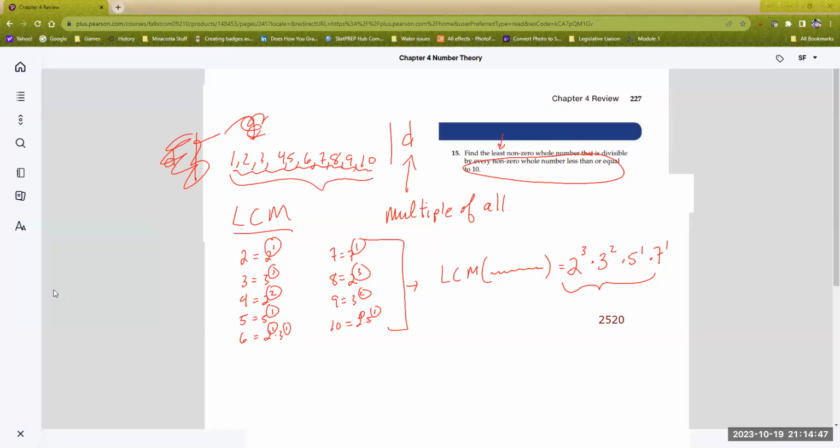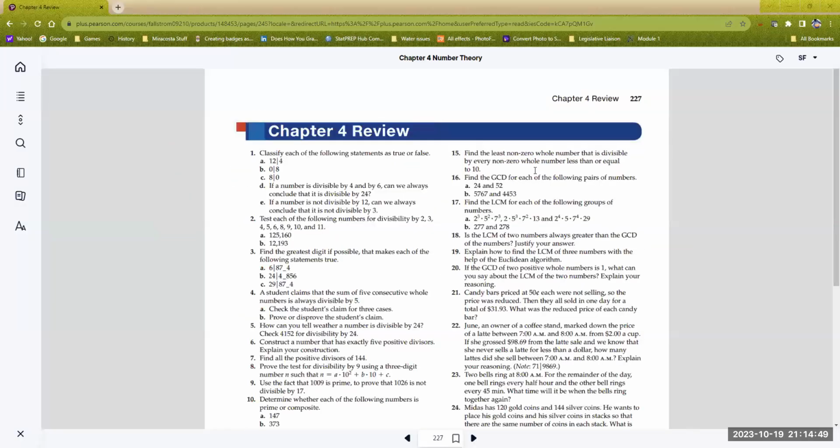So hopefully that helps with that. When you have long lists of numbers and you're trying to find the least common multiple, I think it's probably best to do the prime factorization. It just makes it a little bit easier. The list method would be horrible on that one. It's an absolute nightmare. That would be my recommendation there.